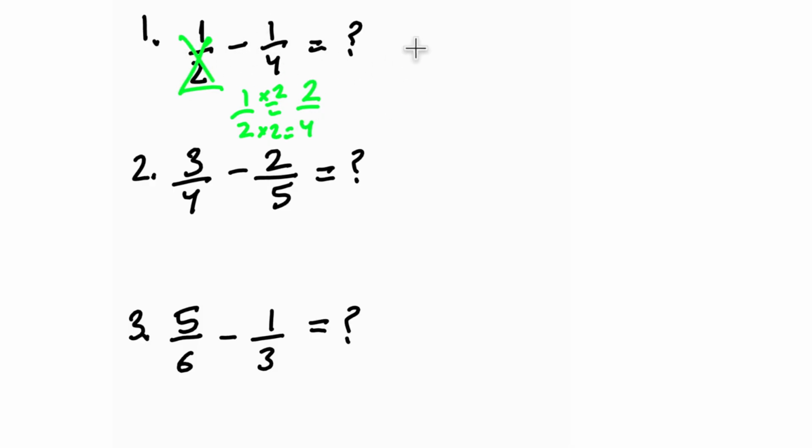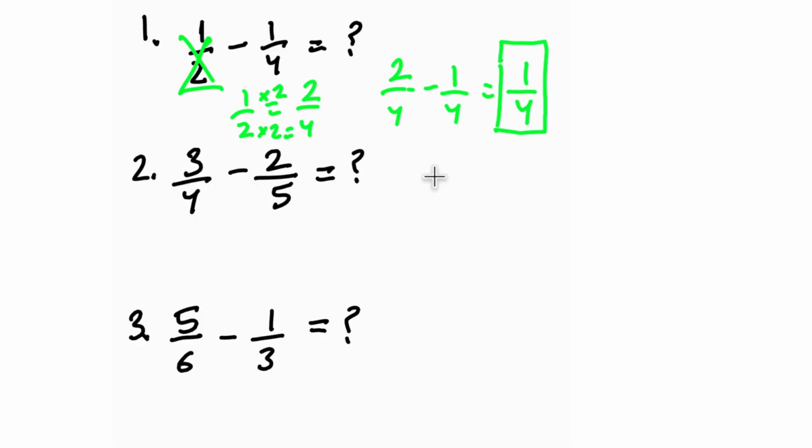We just replace 1/2 with that. 2/4 minus 1/4. 2 minus 1 is equal to 1. Keep the denominator the same, 4. So our answer is 1/4. Question number 2. 3/4 minus 2/5. Well, as you can see for this question, 4 times any number is not going to become 5. So we need to find the least common denominator.